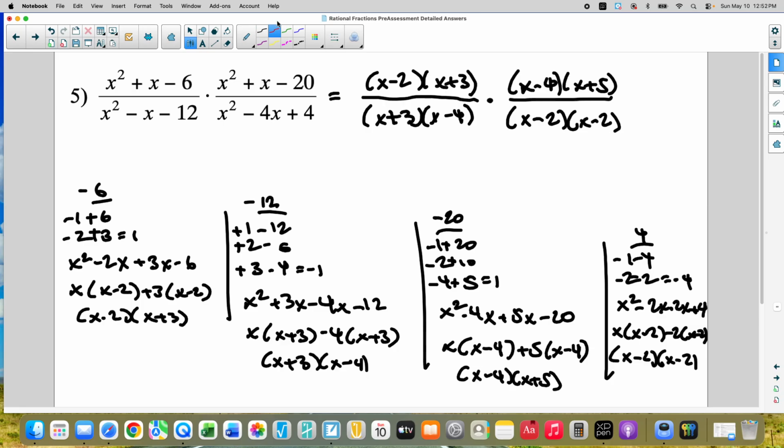Now let's start canceling. X minus 2 in the numerator cancels with the denominator. X plus 3 in the numerator cancels with the denominator. X minus 4 cancels with the x minus 4, leaving us with x plus 5, x minus 2.